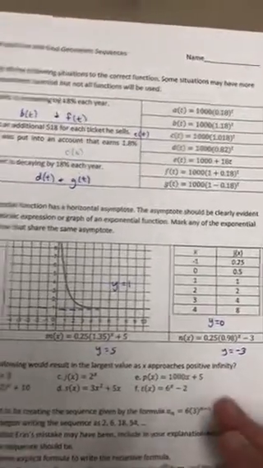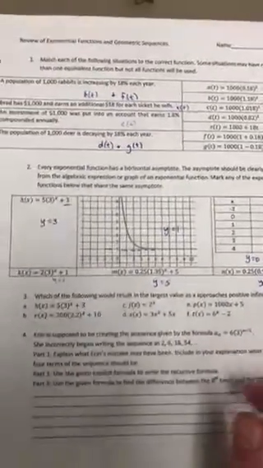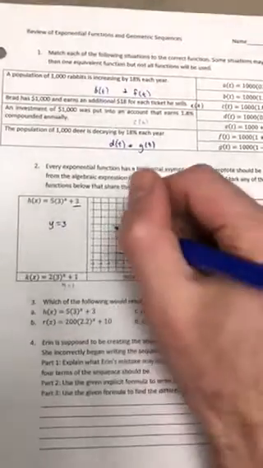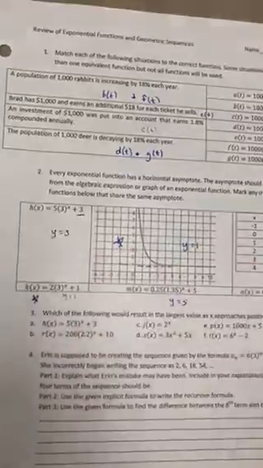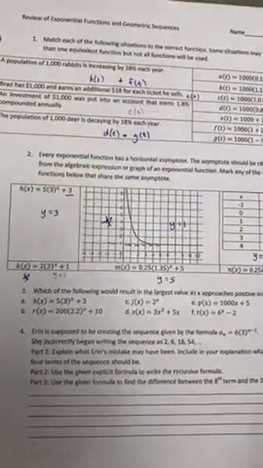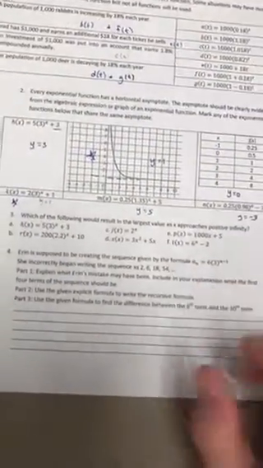Okay, so it says mark any of the exponential functions that have the same asymptote. That would be this function here and function k. All right, moving on to number 3.